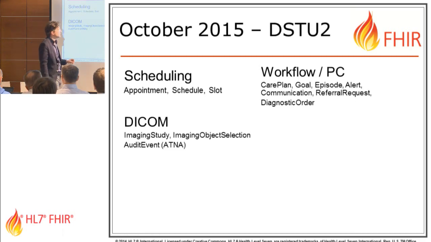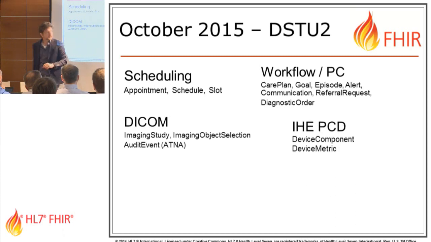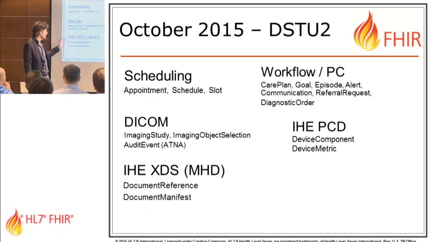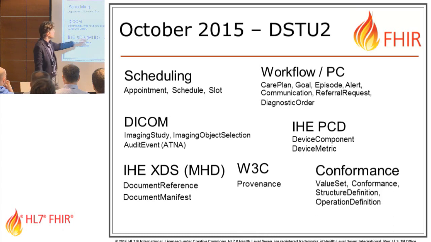We took a look at the 11073, the IHE PCD document, and added DeviceComponent and DeviceMetric to the specification. And for those using XDS, IHE wrote a FHIR version of XDS called MHD. And we added resources, DocumentReference and DocumentManifest, that represented XDS metadata. So these were important moments where we started to cooperate with existing standards and adapted FHIR to be easily mappable to these important use cases.